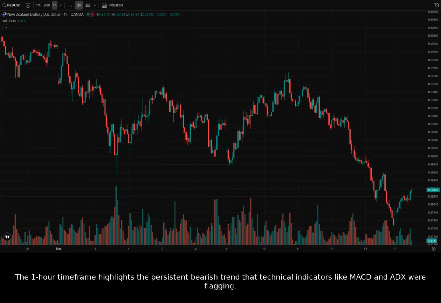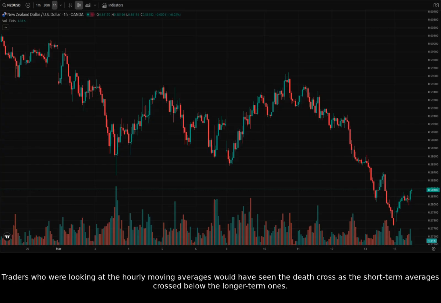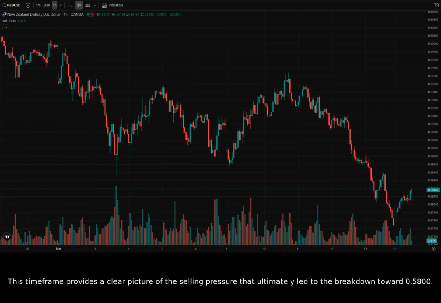The 1-hour timeframe highlights the persistent bearish trend that technical indicators like MACD and ADX were flagging. Traders who are looking at the hourly moving averages would have seen the death cross as the short-term averages crossed below the longer-term ones. This timeframe provides a clear picture of the selling pressure that ultimately led to the breakdown towards 0.5800.